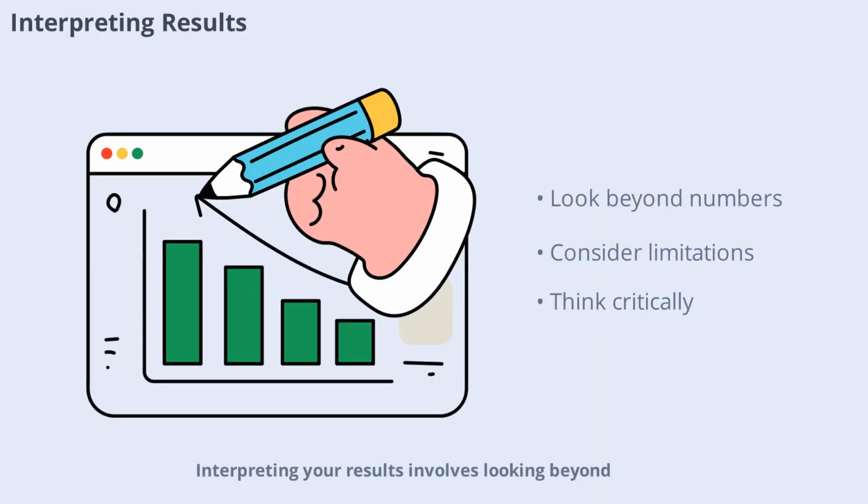Interpreting your results involves looking beyond the numbers to understand what they mean. Are your findings consistent with your hypothesis? Do they reveal new insights or raise further questions? Interpretation requires critical thinking and an open mind. Be honest about limitations and consider alternative explanations for your results.